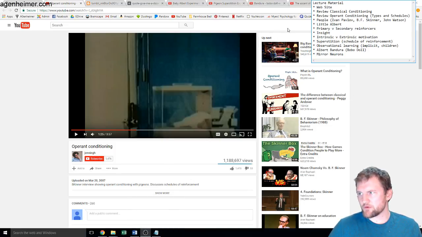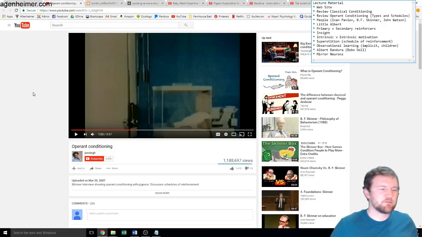Primary and secondary reinforcers. So primary reinforcers, these are the types of reinforcement you can have. Primary reinforcers are inherently reinforcing, and secondary reinforcers represent something that's reinforcing. So primary reinforcers would be like food, drugs, all these things inherently feel good. Secondary reinforcer is still reinforcing, but it's not inherently reinforcing. So it represents your ability to obtain a primary reinforcer.